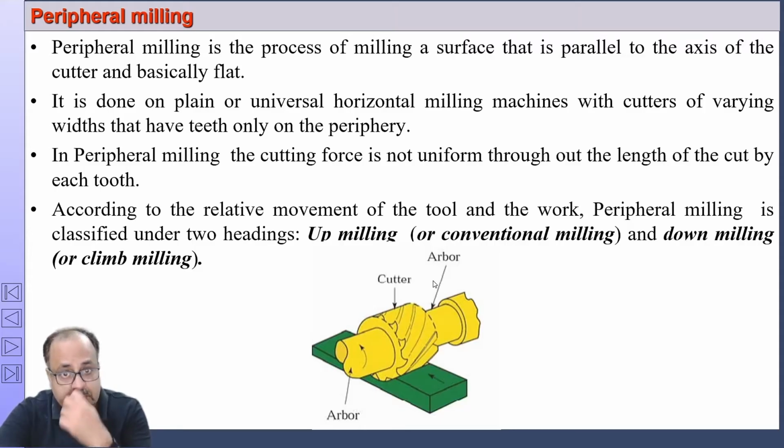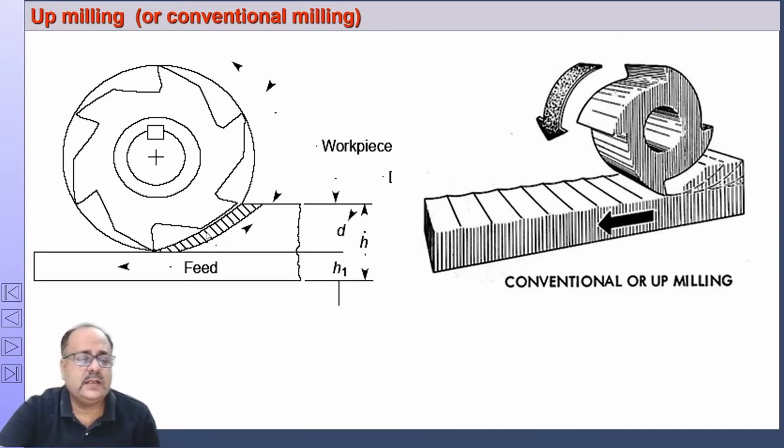Now peripheral milling can be of two types: up milling or conventional milling, and down milling or climb milling. So what happens in up milling? The cutter is rotating in this direction and the work is fed in this direction, so the feeding is against the direction of rotation. The chip is thin at the start and thick at the end. The cutting force is less at the start and maximum at the end, and it tries to lift the workpiece. Therefore, more clamping force is required to hold the workpiece in up milling or conventional milling.